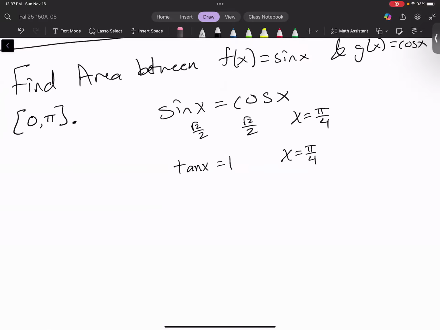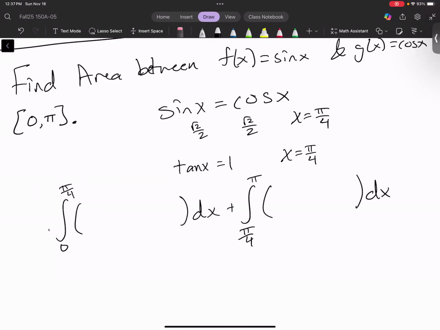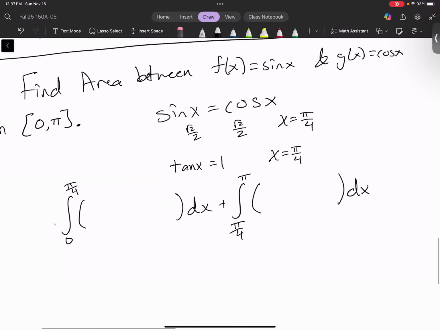What that means is my area is not simply 0 to pi. I'm going to have two integrals, 0 to pi over 4 of something, plus another integral, pi over 4 to pi, of another something. But still, I don't know which function is on top. Which function's on top?